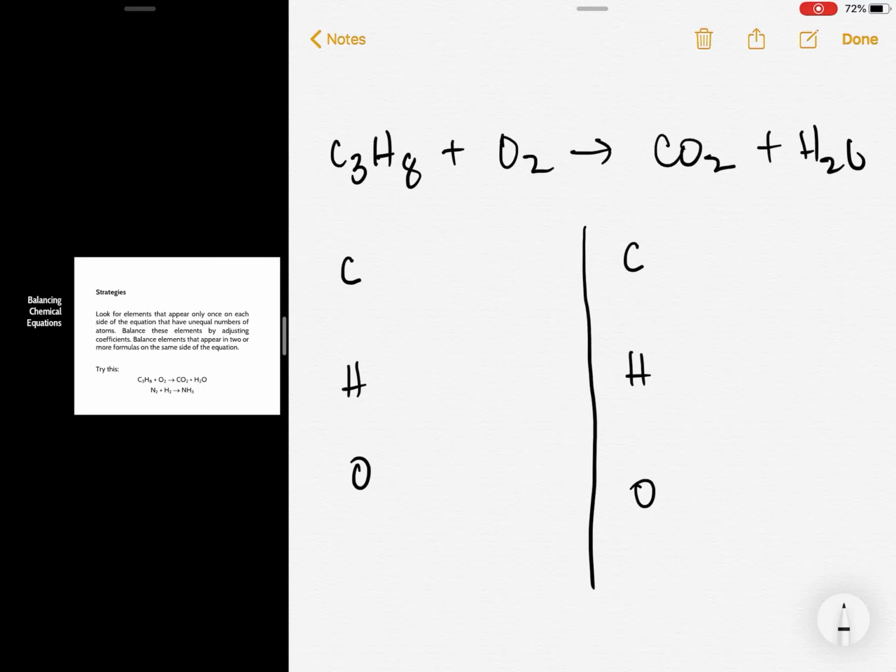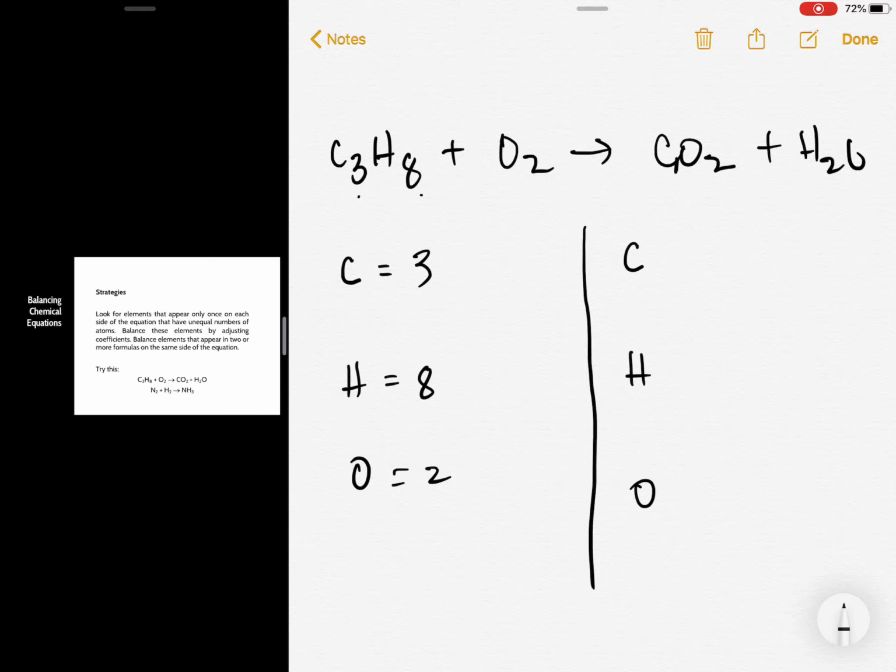Step 2, it's also easy. Count the number of atoms. The subscripts, they correspond to the number of atoms. So, carbon, ilan daw si carbon dito? 3. Si hydrogen, ilan? 8. Si oxygen, ilan? 2. Okay, sa reactant side yan. What about sa product side? Ilan yung carbon natin? Wala siyang subscript, di ba?